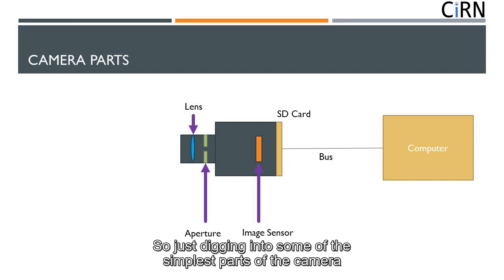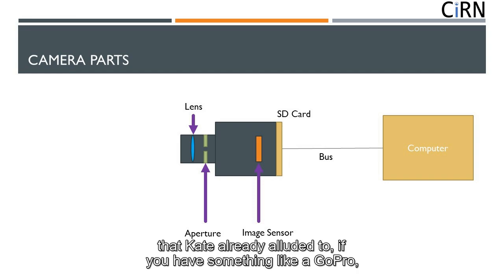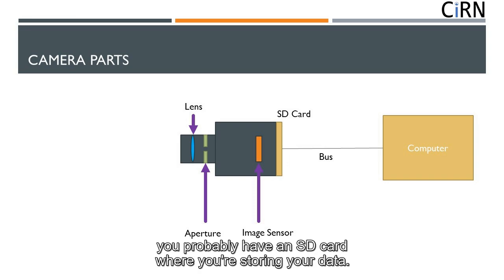So just digging into some of the simplest parts of the camera that Kate already alluded to. If you have something like a GoPro, you probably have an SD card where you're storing your data.